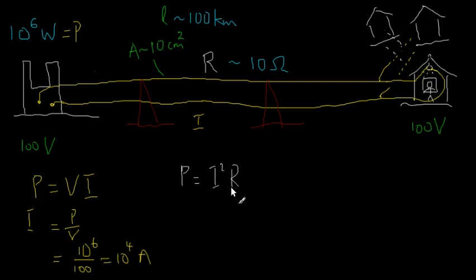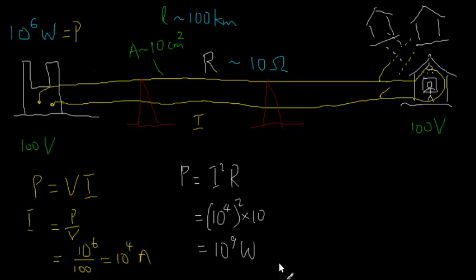But if I use I squared R, the current is correct because it's the current that travels through the cable. But the R, we are using only the R of the cable. We don't include the R's in the other appliances in our house. So this is the correct formula to use for the heating of the cable. So let's carry through this calculation. I is 10 to the power of 4, squared, and R is 10, so times 10. And the answer is 4 times 2 is 8, plus 1 is 9. So the answer is 10 to the power of 9 watts.